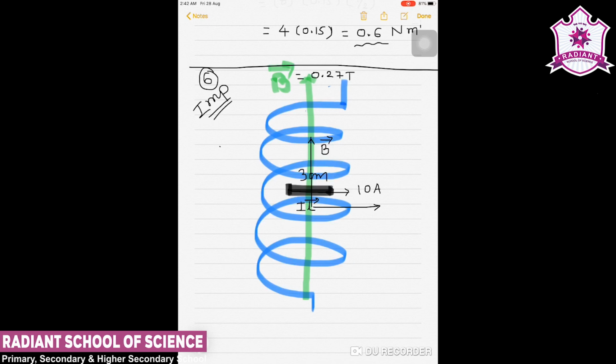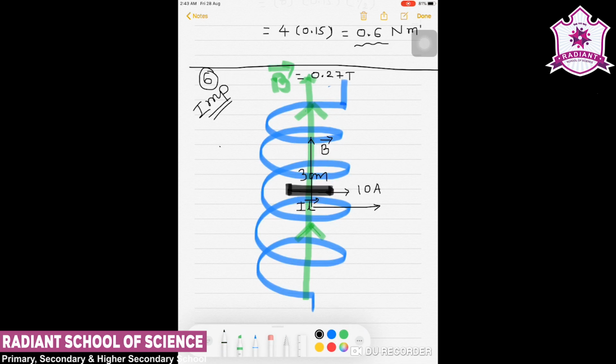For a solenoid we know that the direction of the magnetic field is always along the axial line. Here I have also shown the axial line, with the magnetic field moving in the upward direction. The magnetic field is given by the green color part. Green color indicates a uniform magnetic field, given as 0.27 Tesla.